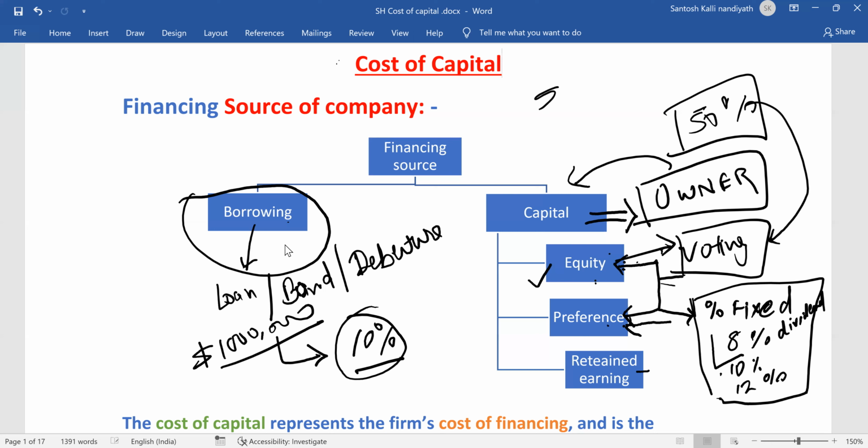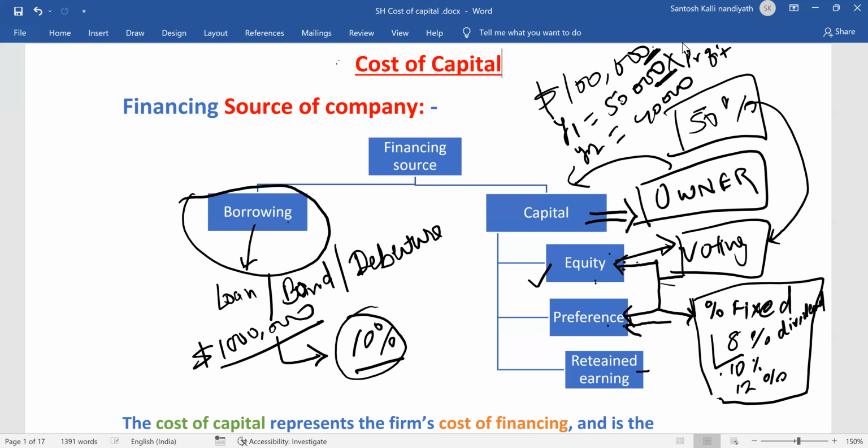Suppose you have started a company with $100,000. In year one you have made a profit of 50,000. If you withdraw this 50,000, what will happen? The company will stay at the same level, 100,000, and maybe in year two you will earn only 40,000. So generally, in the early years, the owner of the company doesn't withdraw the profit, because you want to grow your company, and they will use this profit.